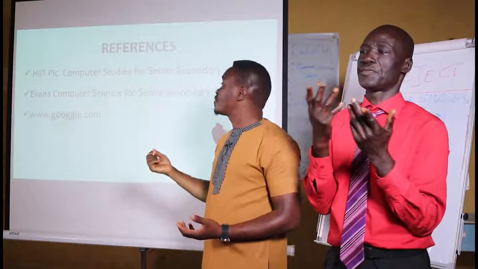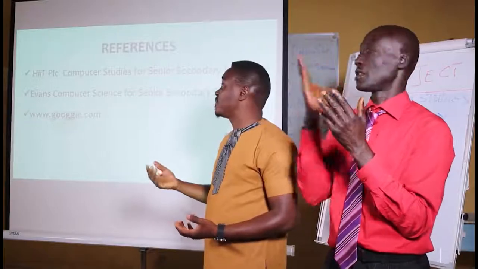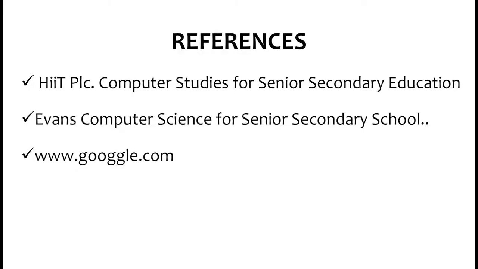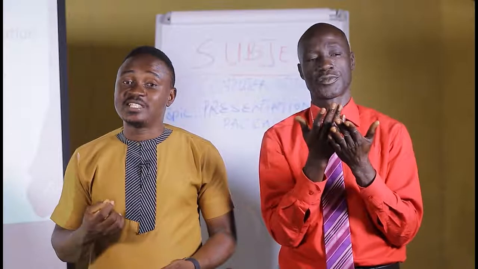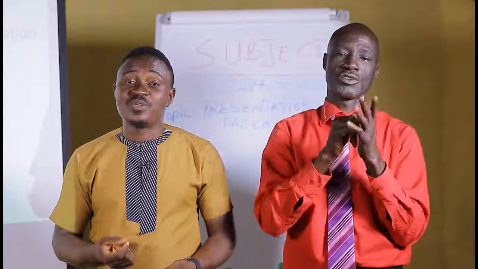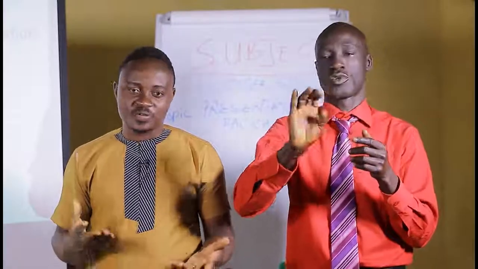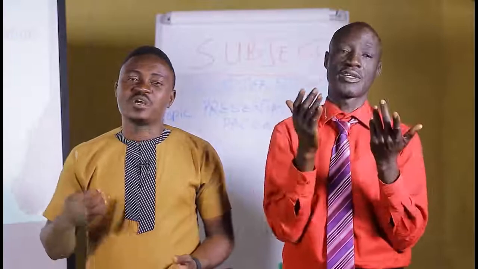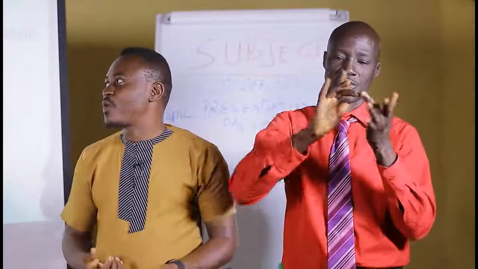Some of the sources where you could get information are from the HIIT PLC, Computer Studies for Secondary School Education. We have the Advanced Computer Science for Senior Secondary Schools. And also, lastly, we have Google, www.google.com. I would always tell you, once you want to be an IT-oriented person, Google must be your friend. Every information you need, you can always access at Google.